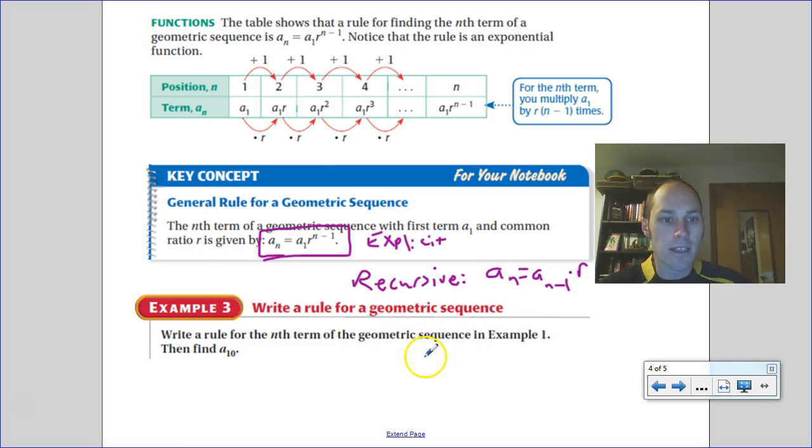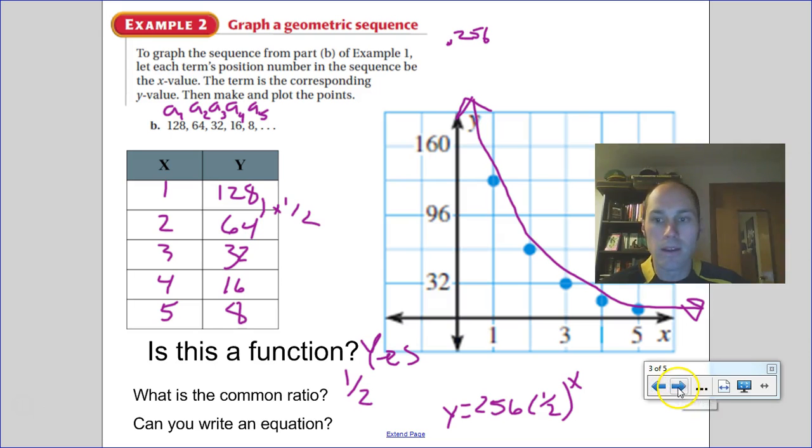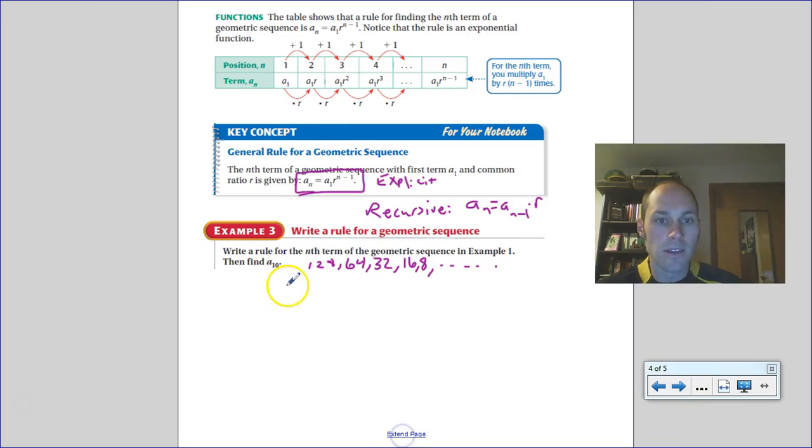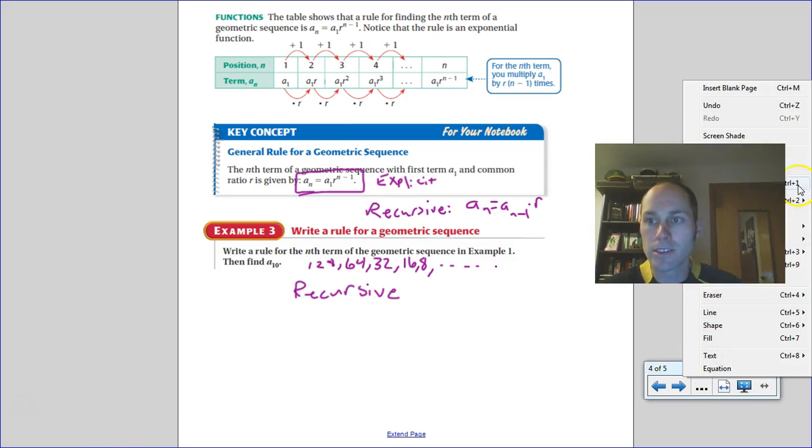So let's look at the example we had in example 1. What was that? Look back again. 128, 64, 32, 16, 8. Okay, so let's go through the list and find out our rules. So let's just consider the recursive rule. So what's going on here? Well, we know that our common ratio, and maybe we should write our common ratio down first.